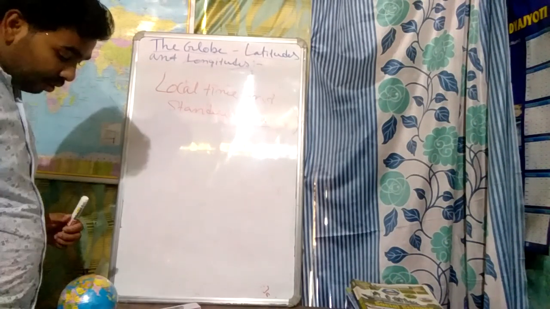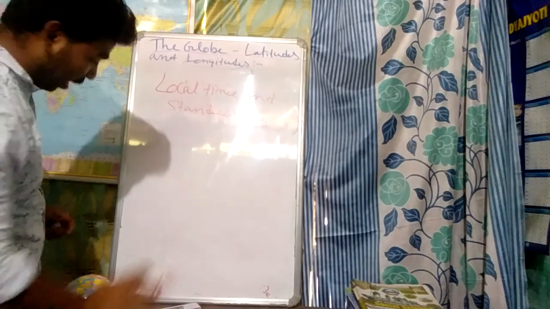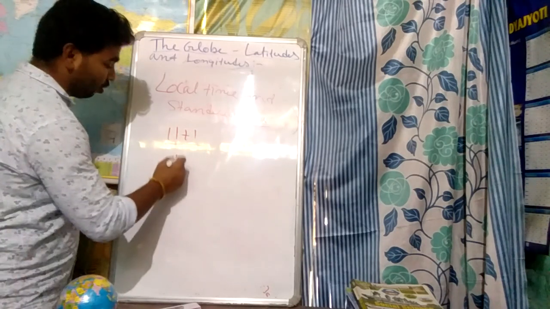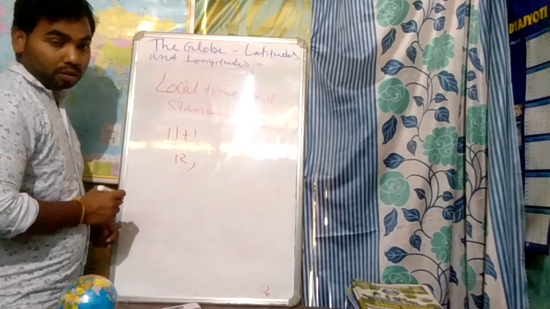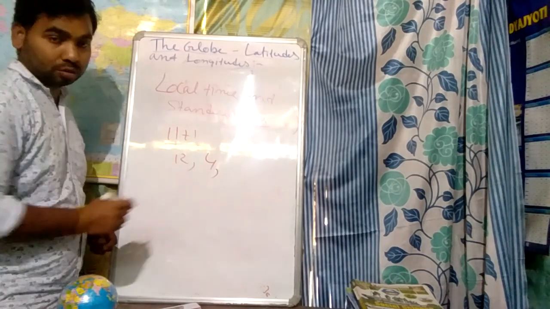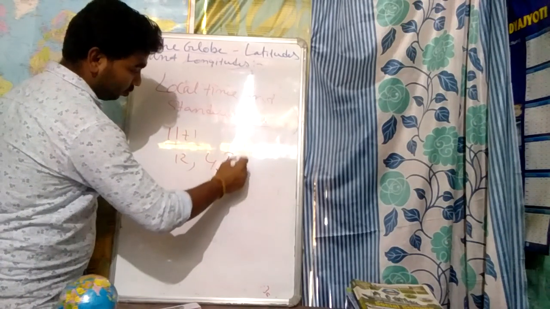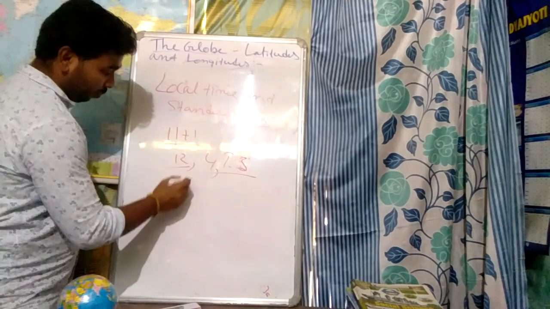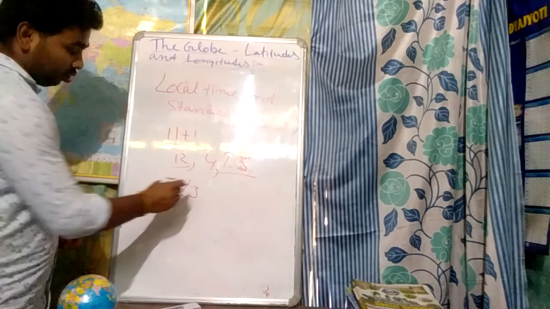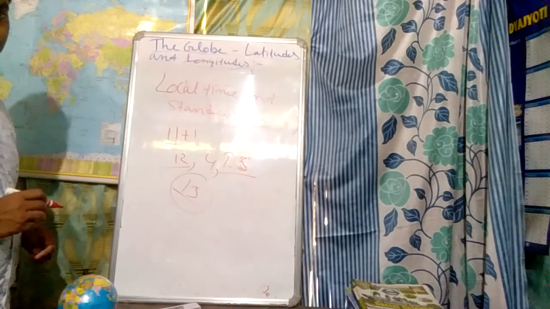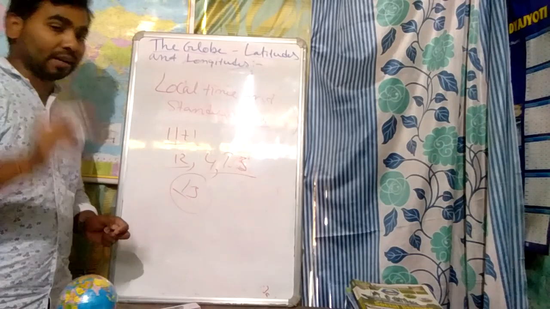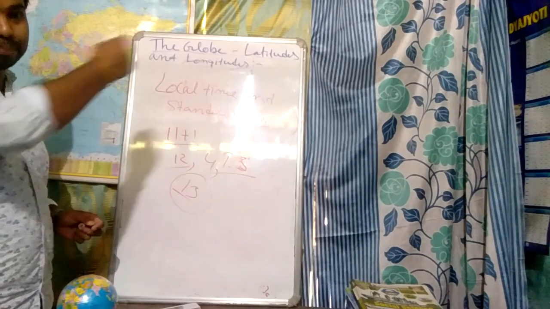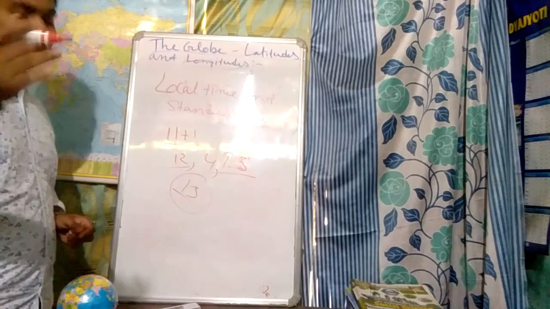Russia had 11 time zones, now it has increased to 12 time zones. The USA has 4 time zones. France has 13 time zones, the largest. But in our India there is only one time zone. Remember, this is used to calculate the time of the different places.